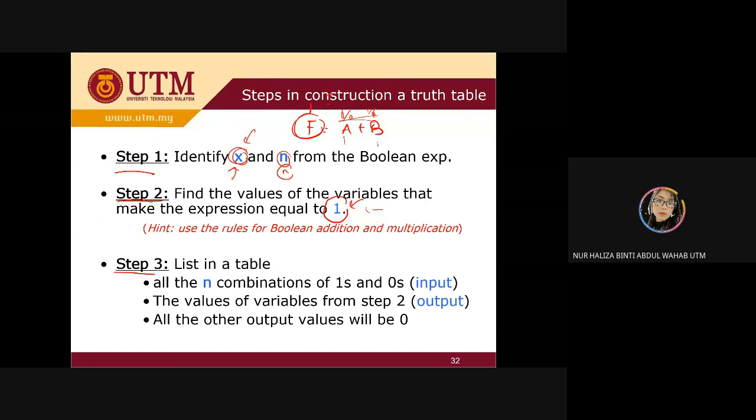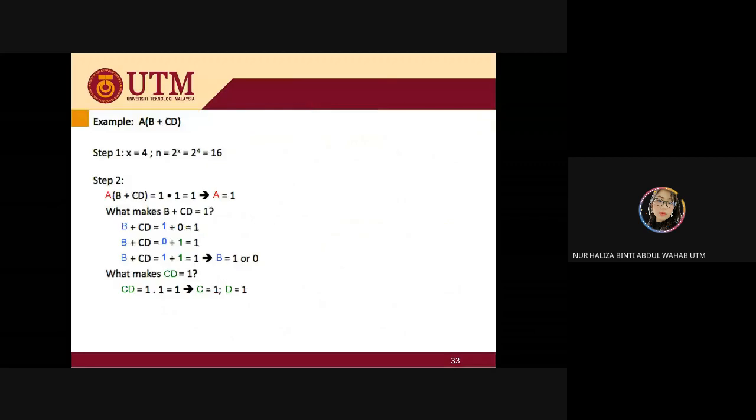Third step, from this, list in the table all the combinations of 1 and 0, which you make 1, 0, 0, 1, 1, 1, and so on. So you need to list all of them, and all the other outputs will be 0 after you have formed the 1s for the conditions. Let's take a look into the example.